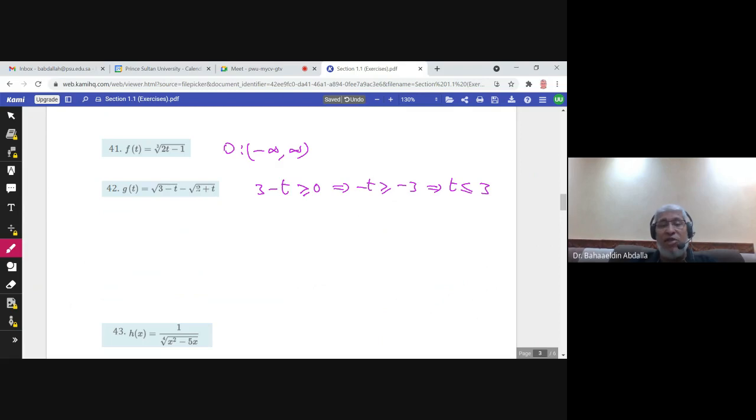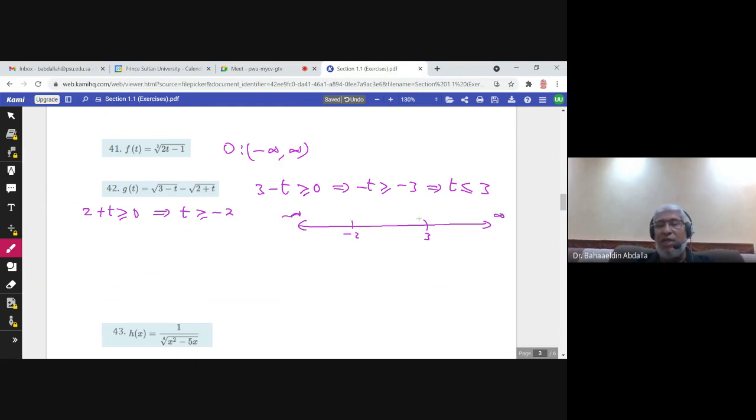Now I have another square root. So again, 2 plus t cannot be negative. So 2 plus t has to be greater than or equal to 0. This means that t is greater than or equal to negative 2. So I have two conditions. Let us see these two conditions on the number line. I have negative 2 here and 3 here, and this is negative infinity and infinity.